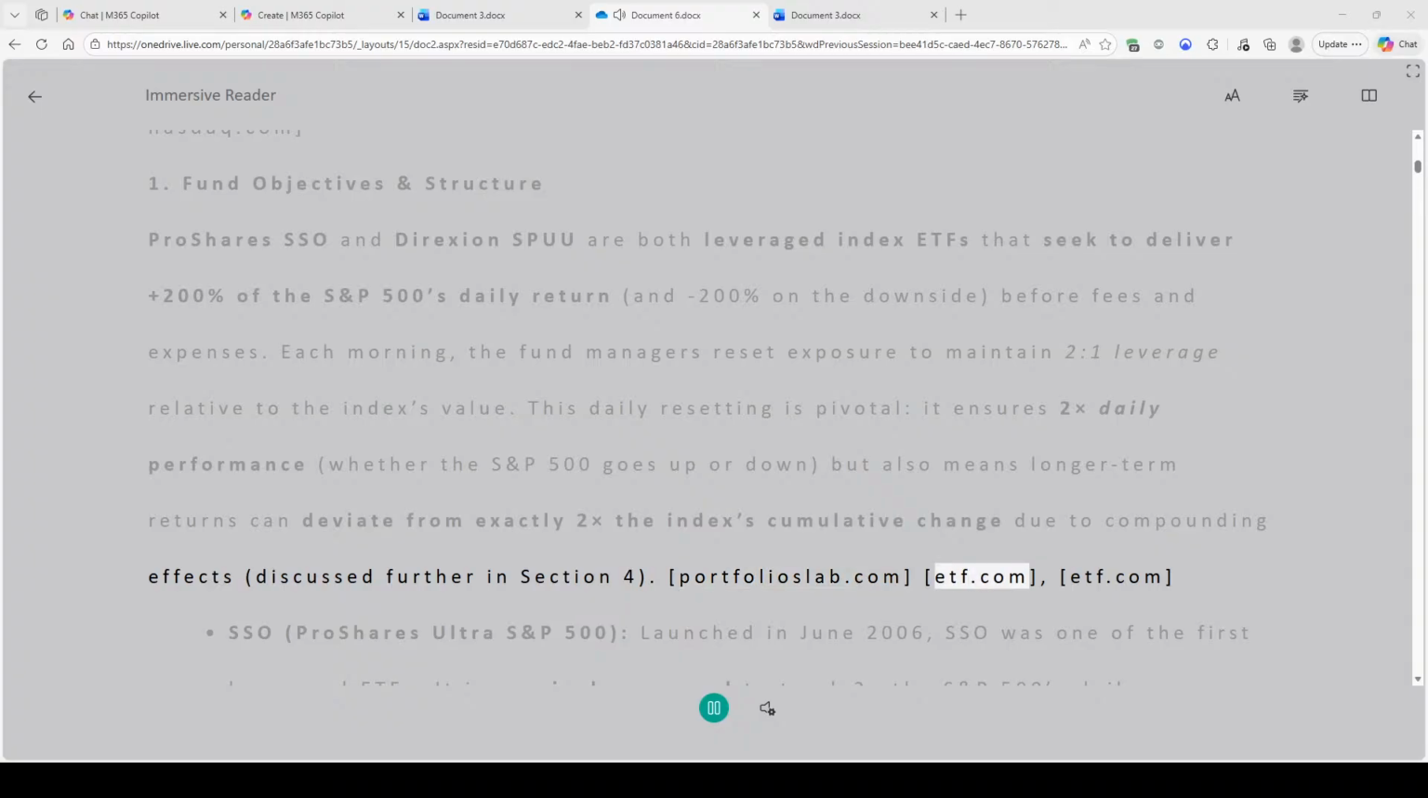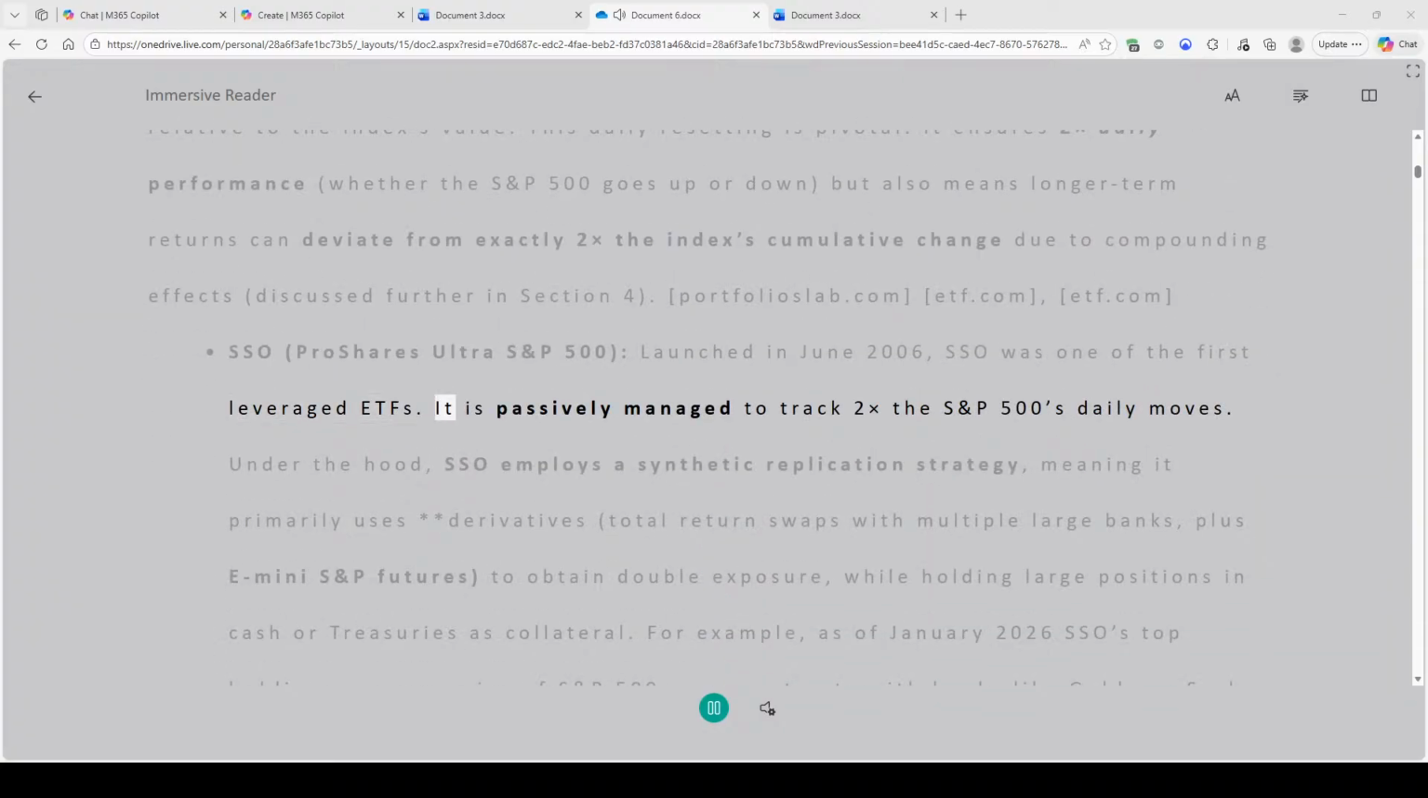Portfolioslab.com, ETF.com. SSO, ProShares Ultra S&P 500, launched in June 2006. SSO was one of the first leveraged ETFs. It is passively managed to track 2 times the S&P 500's daily moves.